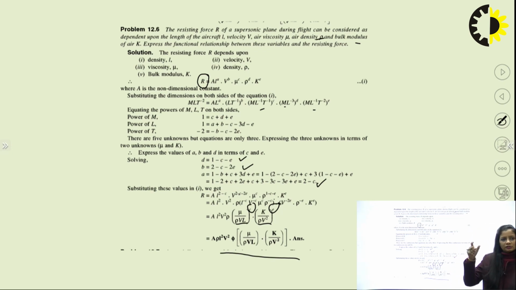When you are solving by the Rayleigh method and many variables, greater than 3 or 4, are involved, you cannot get the exact equation or the exact values for the exponents. So you can formulate the final expression like this.